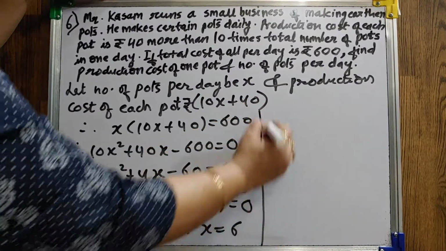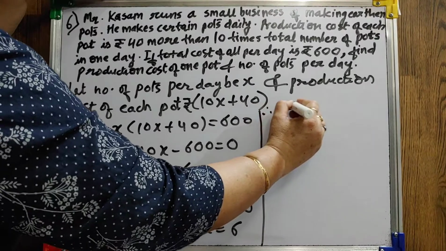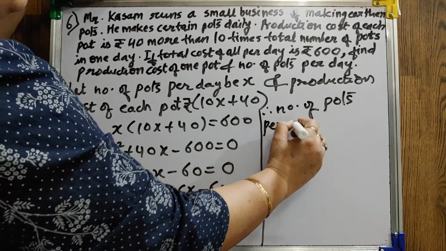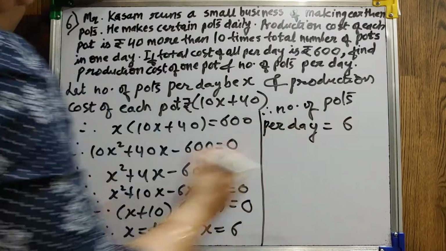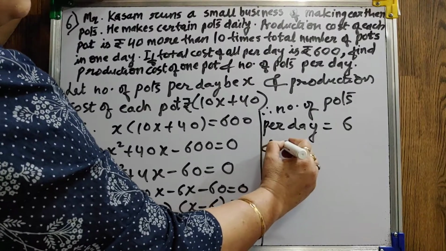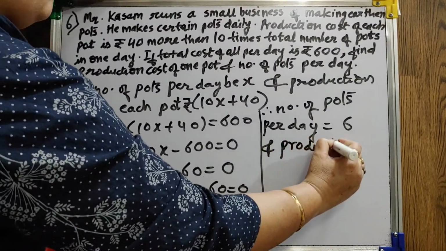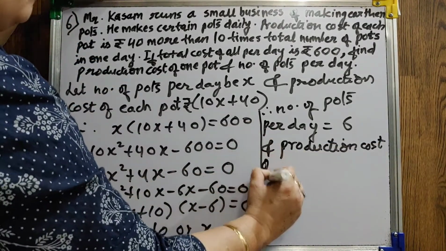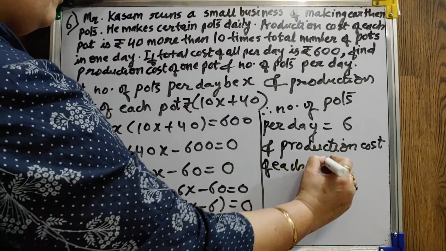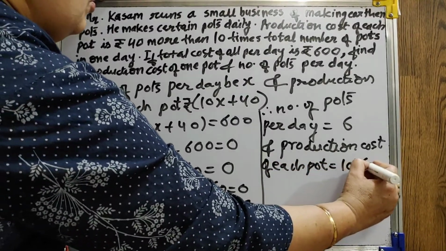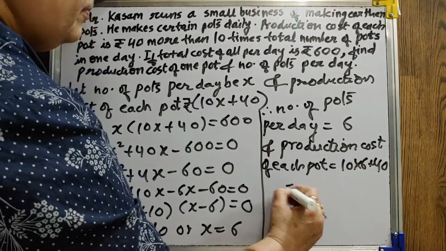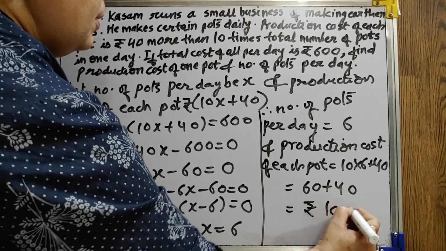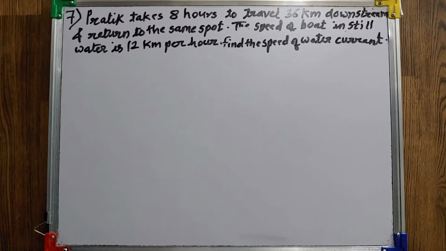Therefore, the number of pots per day is 6 and the production cost of each pot, that is 10 into 6 plus 40, 60 plus 40, that is rupees 100.